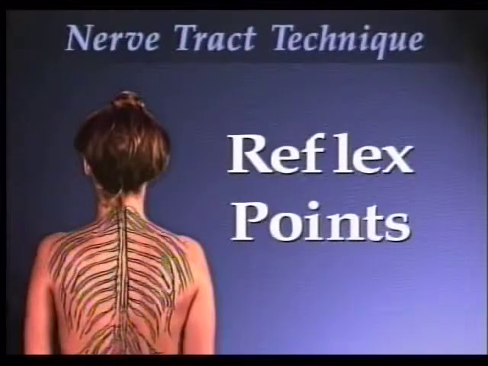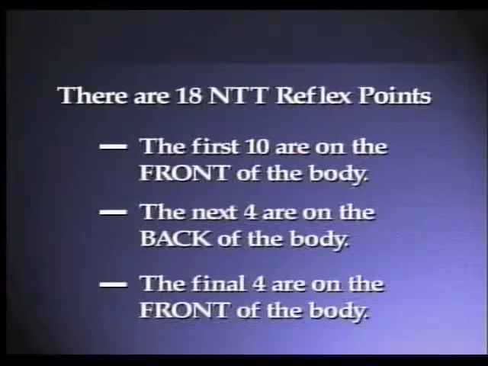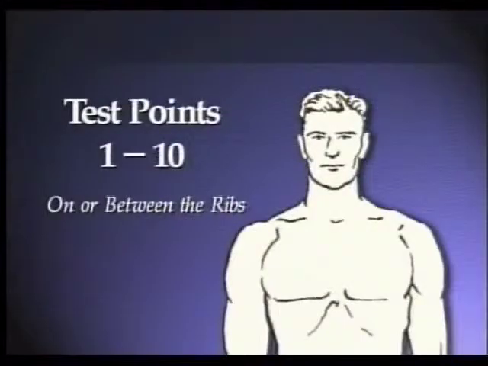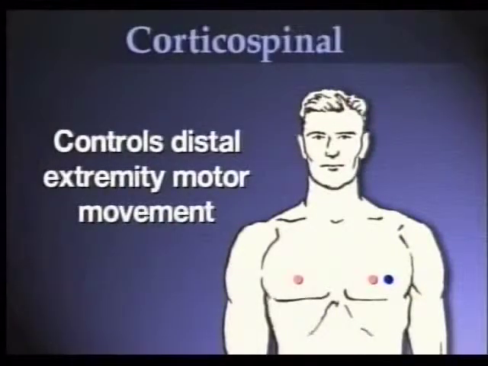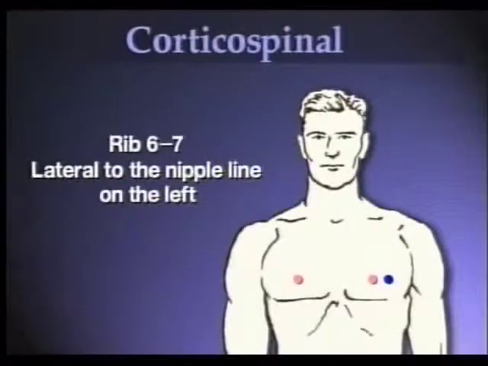The nerve tract technique adjustment sequence. There are 18 nerve tract test points in all, occurring on the front and the back of the body. The first 10 test points are on or between the ribs on the front of the body. The first nerve tract is the corticospinal. This controls distal extremity motor movement. The test point is between the 6th and 7th rib, lateral to the nipple line, on the left side of the body.